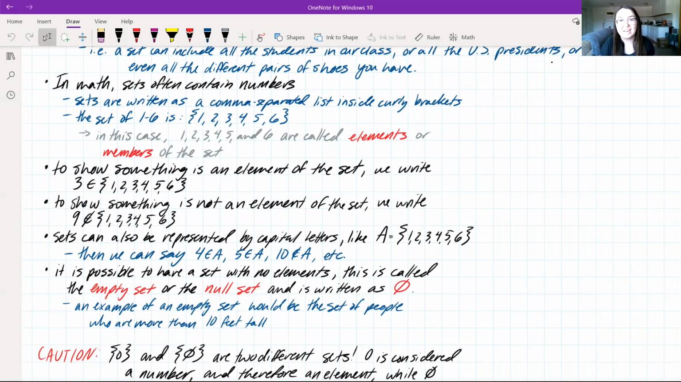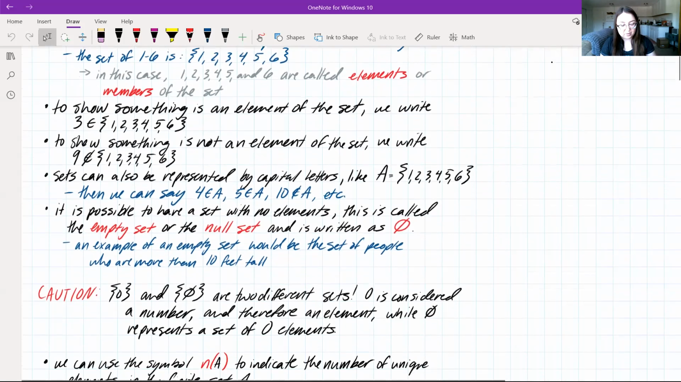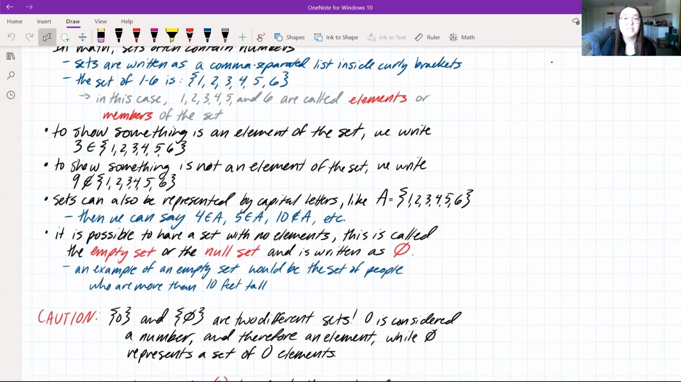There's just nothing in it. And a word of caution: if you write 0 in curly brackets, you'll also see that the empty set is written as the 0 with the dash through it, and it can be contained within curly brackets or not. But we see that 0 within curly brackets, the set of 0, and the empty set are two different sets. So 0 is considered a number, and therefore is an element.